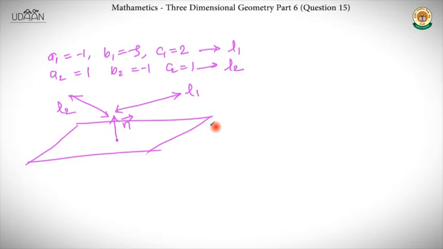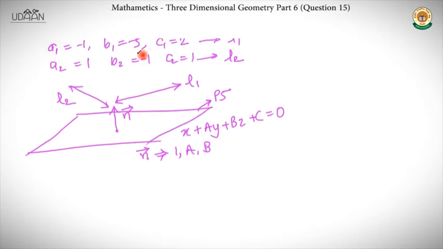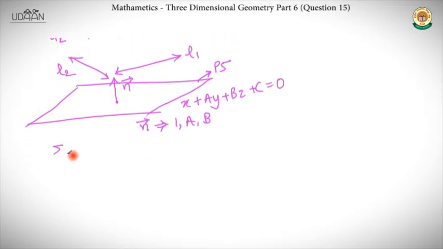So now the plane's equation, that is this plane is P5. Plane's equation is given to be x plus ay plus bz plus c equal to 0. So normal to this plane has direction ratios 1, a, b. Okay, so now as L1 has direction ratios minus 1, minus 3, 2, and L2 has 1, minus 1, 1, we would have summation L1, L2 equal to 0 for perpendicular, that is, this is the condition of perpendicularity.